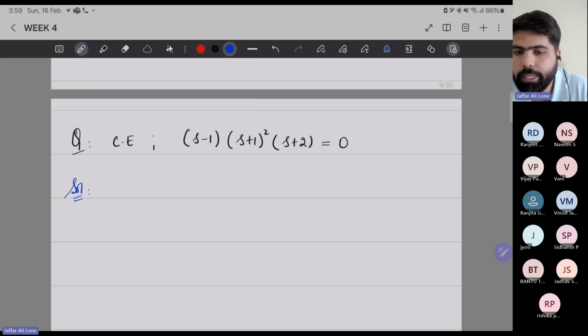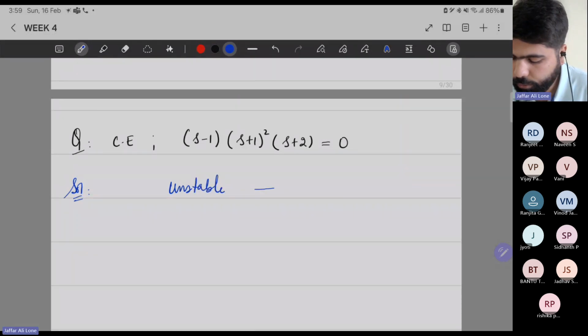So you can easily see from this characteristic equation, there is one pole, S minus 1, which is in the right half plane. So we can say this system is unstable because of that one pole, we need not check further. This is an unstable system.